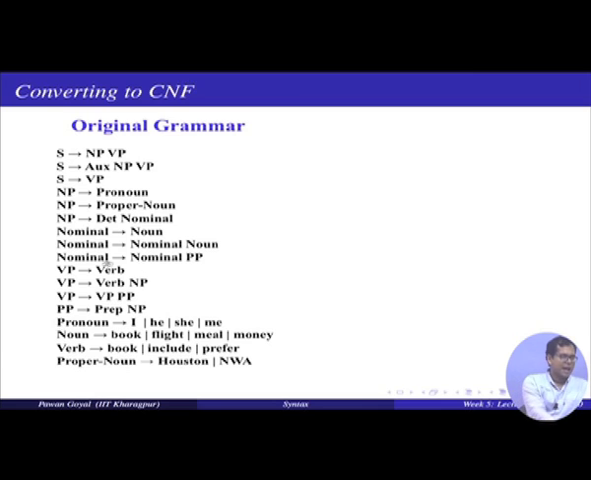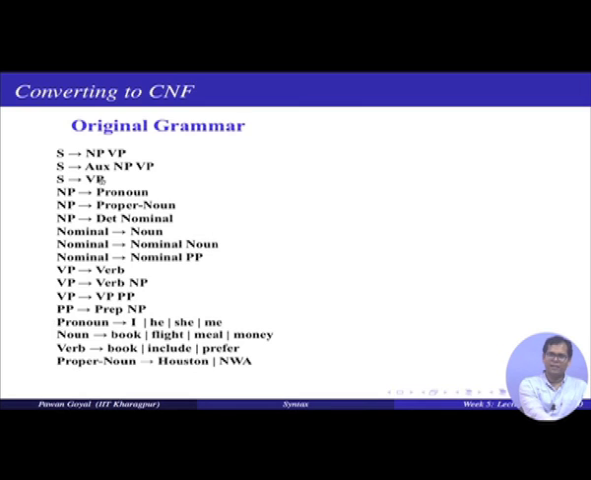So the idea would be, I will find out what are the terminals that this derives. So verb derives book, include and prefer. So instead of this rule, I'll add a new rule. Verb phrase gives me book, include and prefer. And this is the strategy. Similarly here, this is in CNF, this is in CNF. What about this rule? Nominal goes to noun. Again, I'll find out what are the different things that noun derives: book, flight, meal and money, and I'll add a rule. Nominal derives book, flight, meal and money. This is in CNF. So here again NP goes to pronoun. I'll find out pronoun goes to I, he, she, me. So NP gives me I, he, she, me.